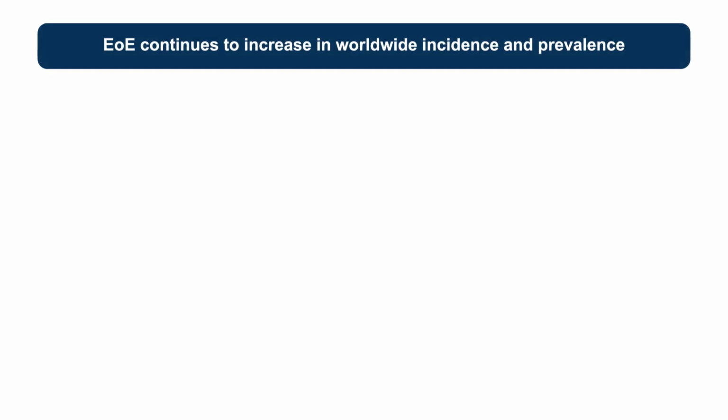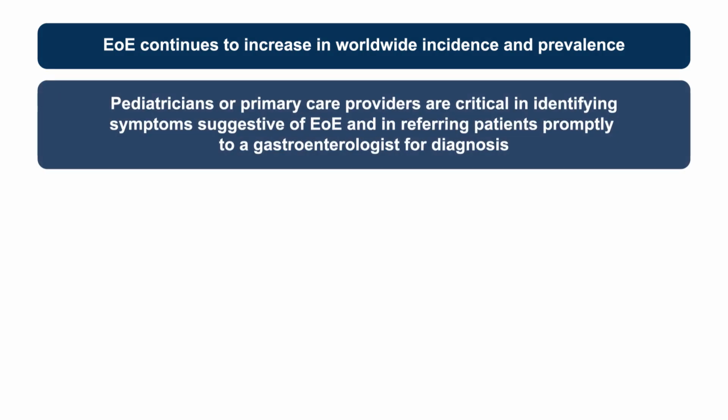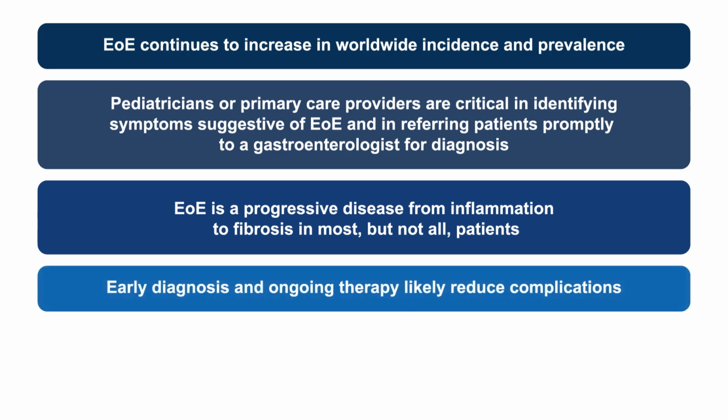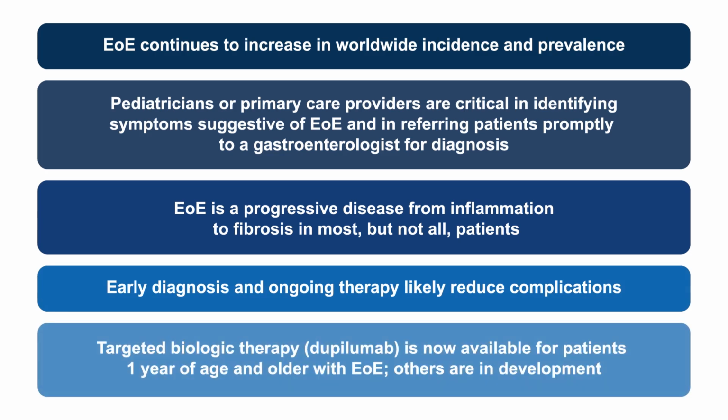In summary, EoE continues to increase in worldwide incidence and prevalence. Pediatricians and primary care providers are critical in identifying symptoms and are often the first line in referring patients to gastroenterologists. EoE is a progressive disease. It starts with inflammation and can progress to fibrosis in most, but not all patients. And patients with early diagnosis and ongoing therapy are less likely to develop fibrosis and have fewer complications. Targeted biologic therapy like dupilumab is now available for patients 1 year of age and older with EoE, and others are in development.